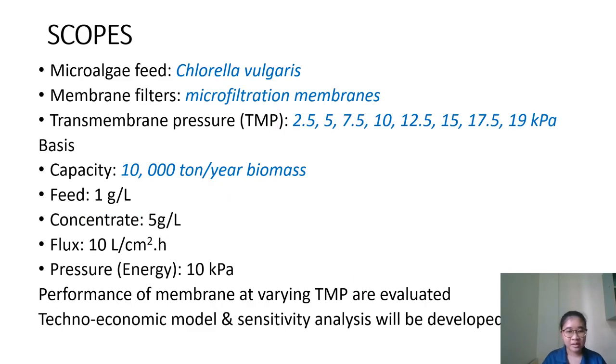The feed is Chlorella vulgaris species, which is a type of green algae, and the filters used are microfiltration membranes. In the experiment, transmembrane pressure (TMP) is varied, and the assumed capacity is 10,000 ton per year biomass with a feed of 1 gram per liter.